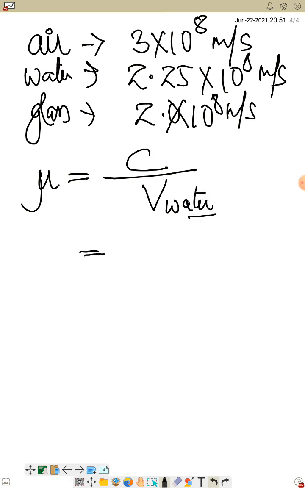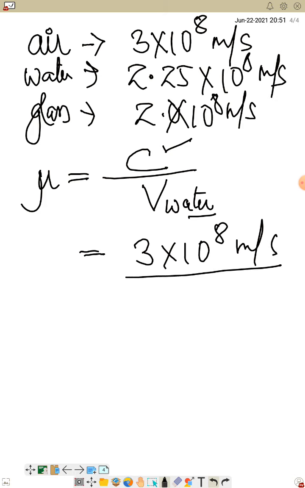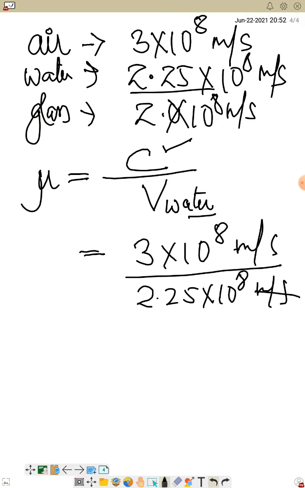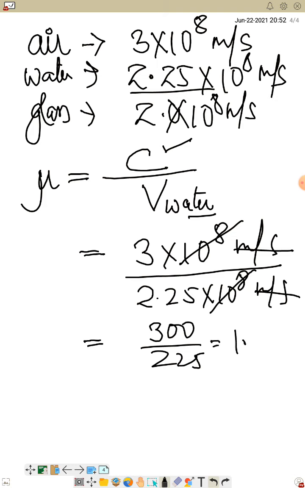Now let's put in the values. Speed of light in air is 3 into 10 to the power 8 meter per second, divided by the speed of light in water, which is 2.25 into 10 to the power 8 meter per second. So the units get cancelled, and 10 to the power 8 from the numerator and denominator also gets cancelled. So I will get 3 divided by 2.25, that is 300 by 225 after I remove the decimal, which means 1.33. So you see here the refractive index is greater than 1.